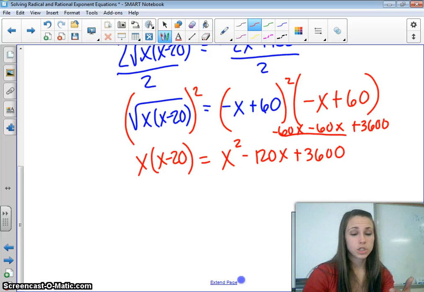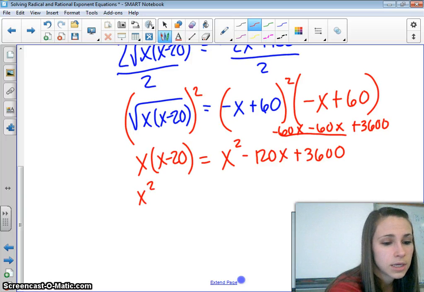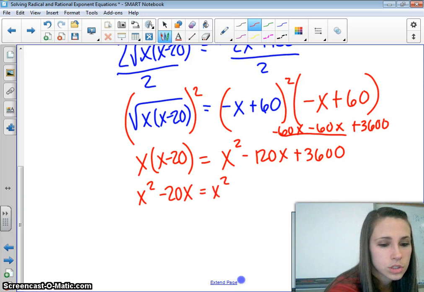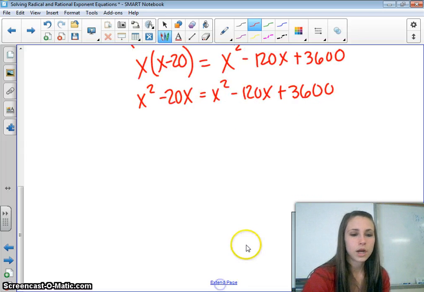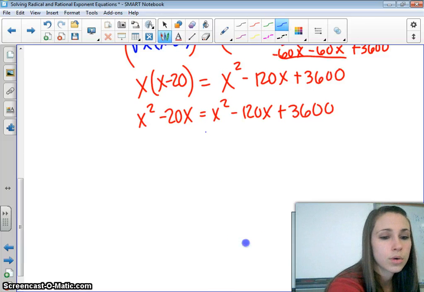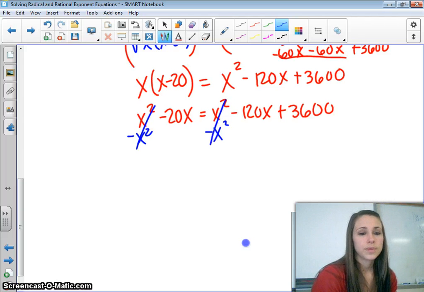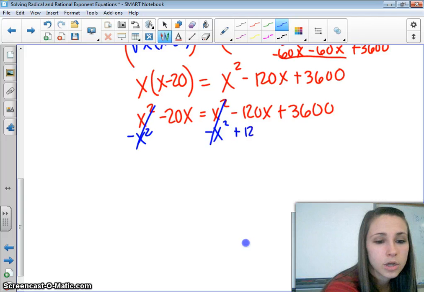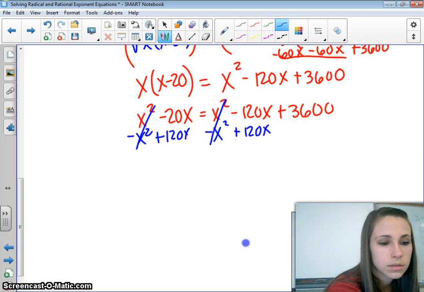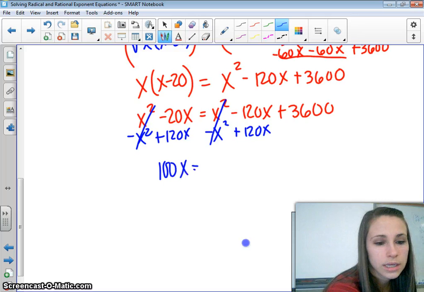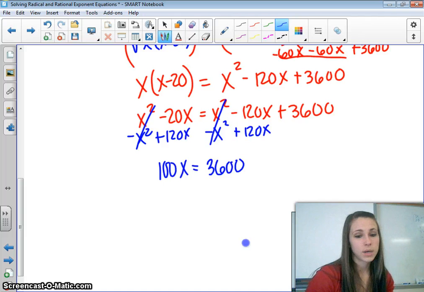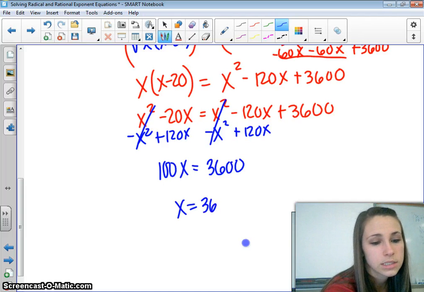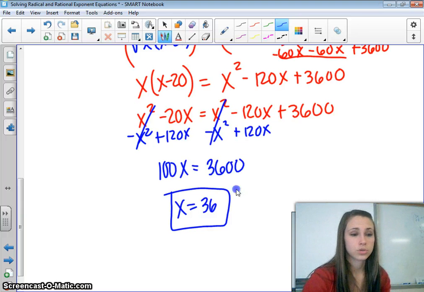Okay, so then I'm going to distribute on the left side. This is going to be x squared minus 20x equals x squared minus 120x plus 3600. Alright, and so then whenever I go to set this equal to 0, my x squareds are going to cancel out. And so then I'm just going to solve this. I'm going to add 120x to this side, and that's going to end up giving me 100x equals 3600. When I solve that, I divide by 100, and x is going to equal 36. And that solution is also going to work when you check it.